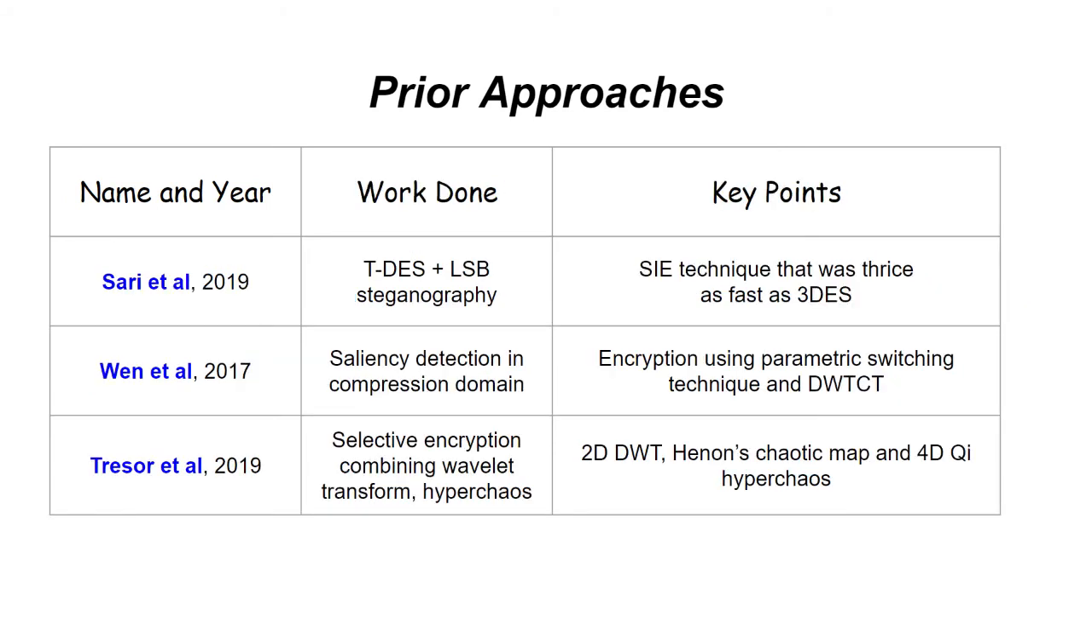In 2019, Surrey et al. proposed an interesting technique using TDES and LSB steganography. This technique was thrice as fast as 3DES.